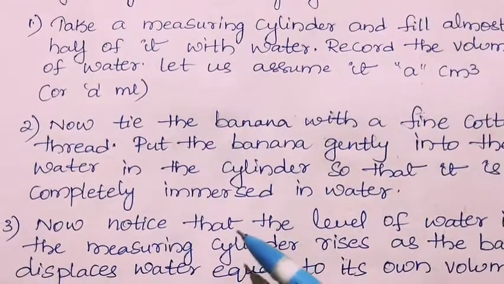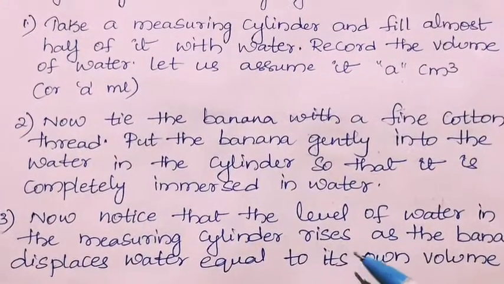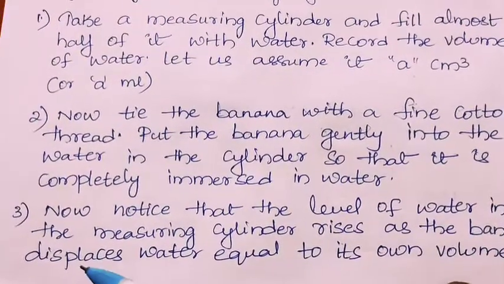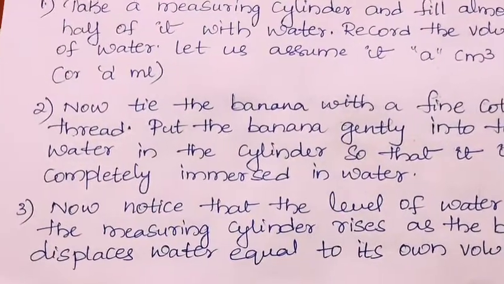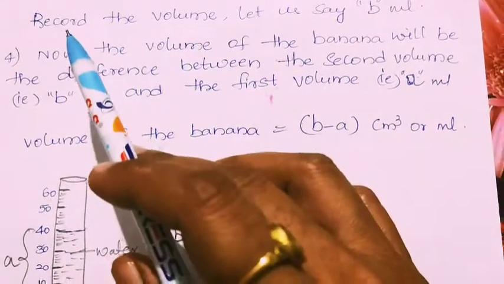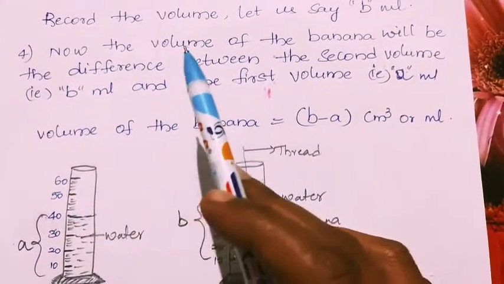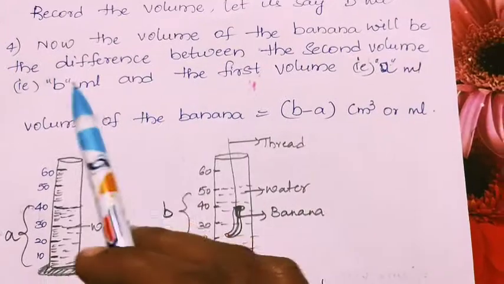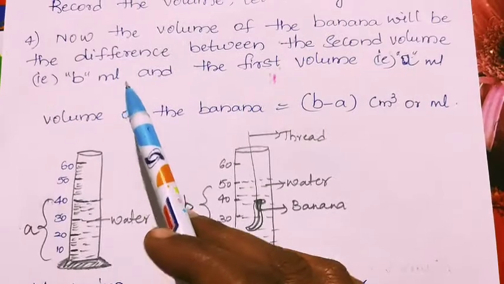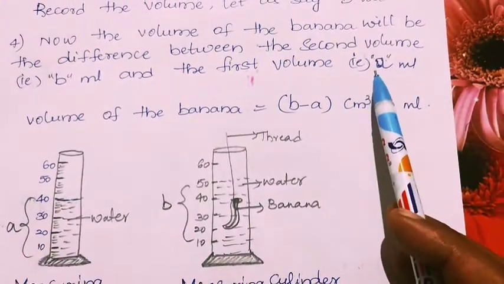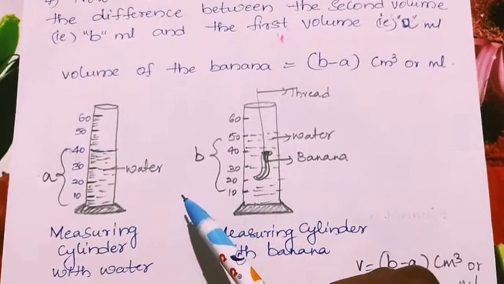Now, notice that the level of water in the measuring cylinder rises as the banana displaces water equal to its own volume. Next, record the volume. Let us say B ml. Now, the volume of the banana will be the difference between the second volume, that is B ml, and the first volume, that is A ml. So now we will see the diagrammatic representation of this whole procedure.